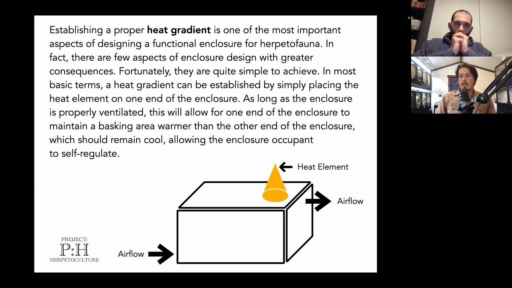So the natural tendency for warm air is to rise. And so if you have ventilation up high near your heat element, that warm air is going to want to rise. It's going to leave through the ventilation of your enclosure, and as it does so, it will create a pressure differential that will actually pull cool air in on the opposite side of your enclosure through those low vents.